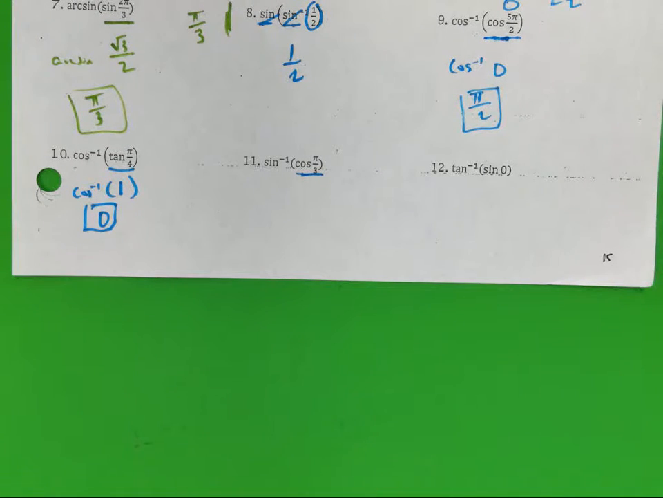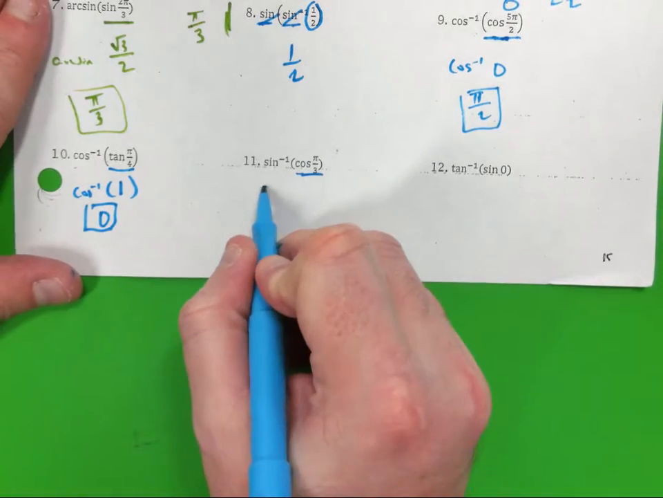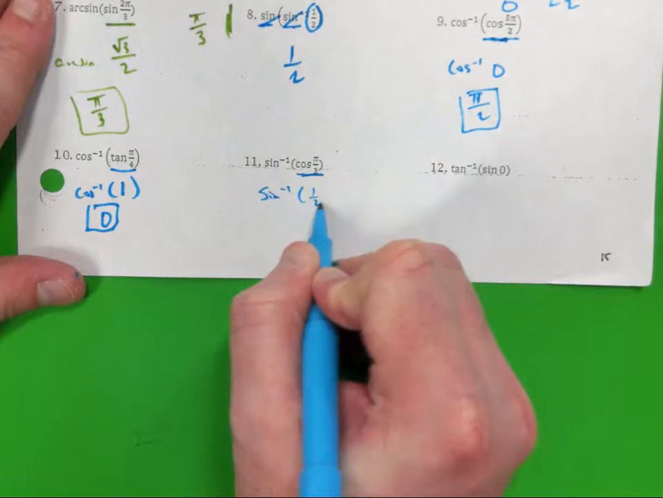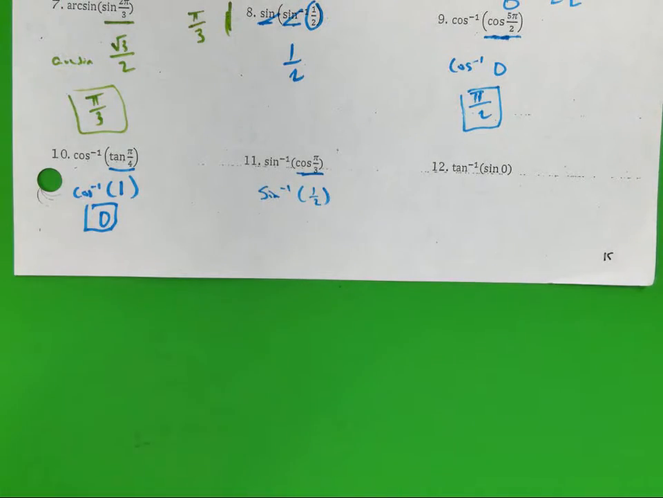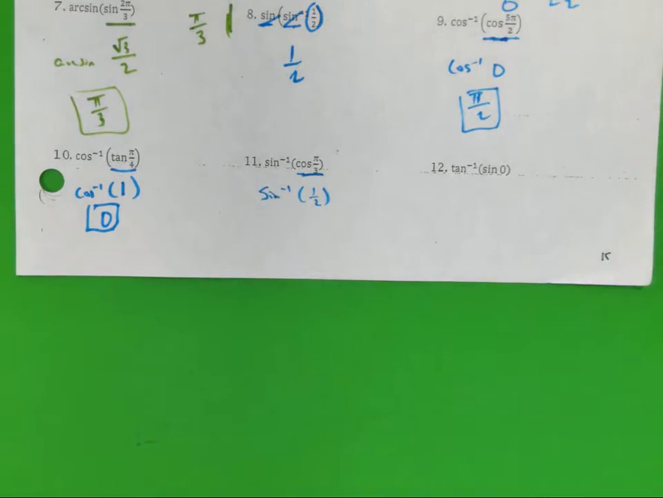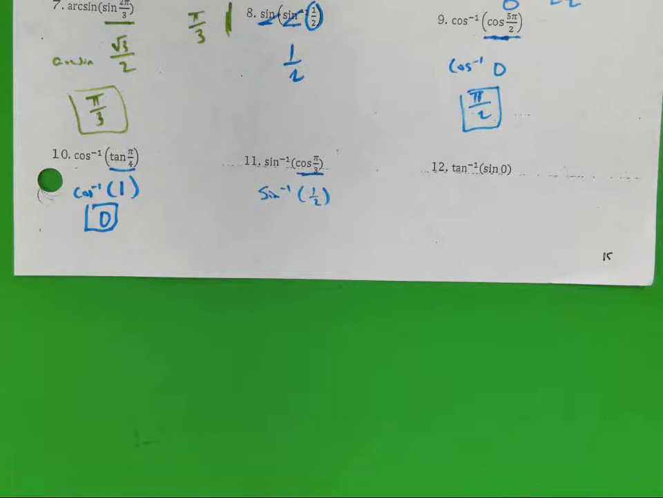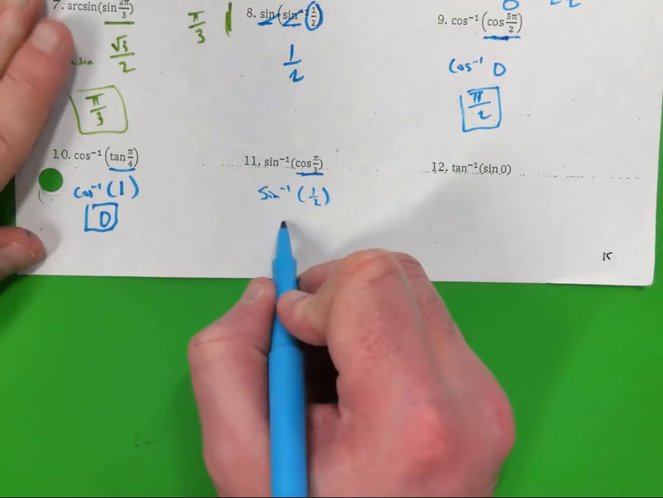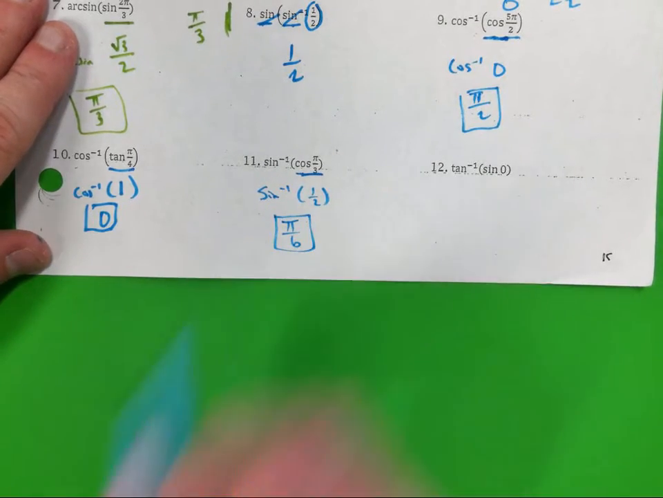All right, number 11. Cosine of pi over 3. Regular old cosine of pi over 3. What's cosine of pi over 3? 1/2. Arc sine of 1/2. So we have to think that's coming out of quad 1 or quad 4. The y value is positive, so what quad are we dealing with? 1. Which family, pi over 6 or pi over 3, has a y value of 1/2? Pi over 6. What family member of pi over 6 is in quad 1? Very good, that's your answer.